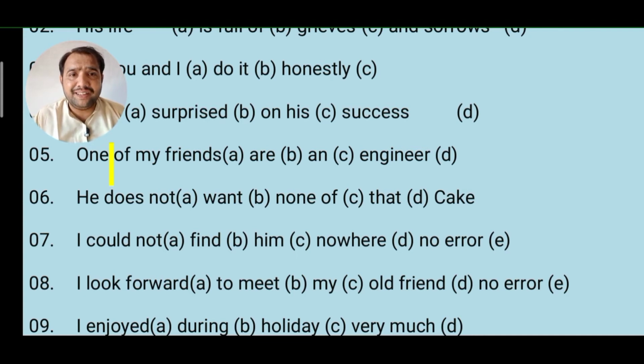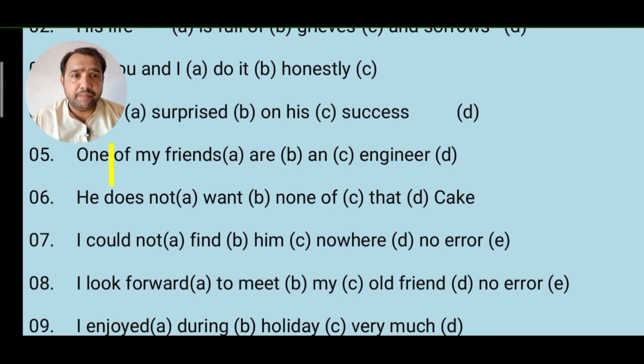So here in this sentence you will notice that we have made a negative sentence. Then in the second part we should not need none, but here none should be replaced by any. So here we should say he does not want any of that cake. In the seventh sentence, I could not find him nowhere, no error.